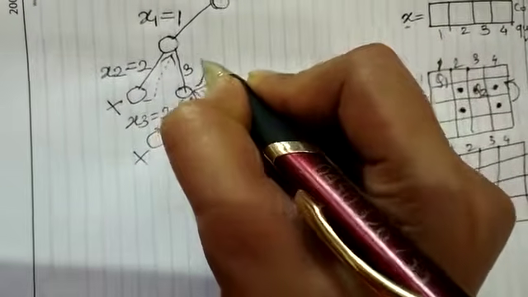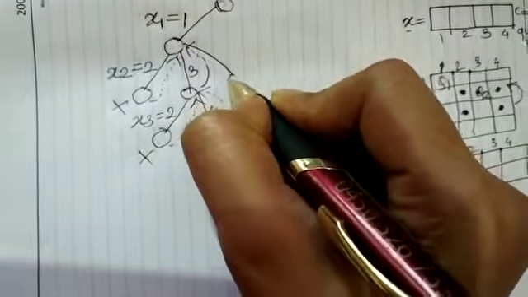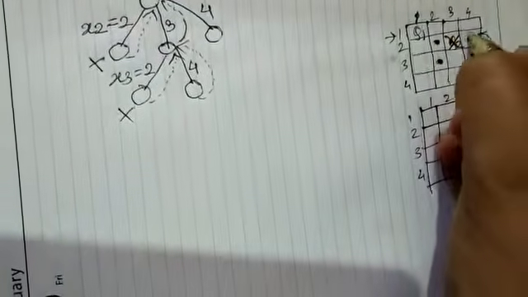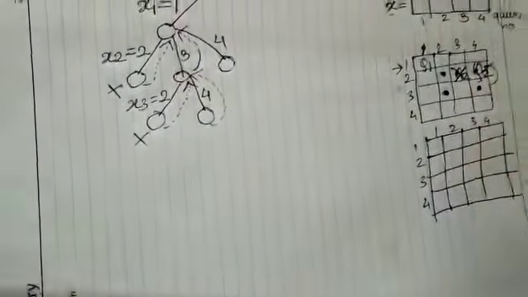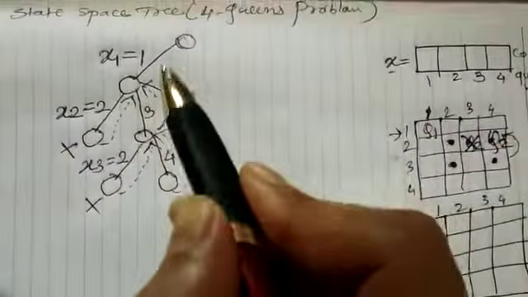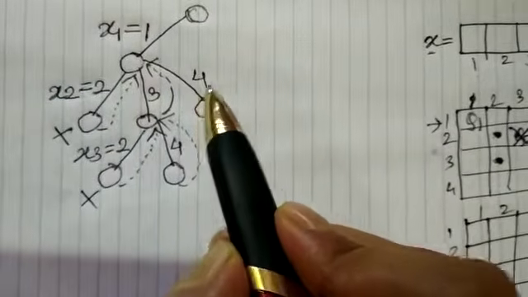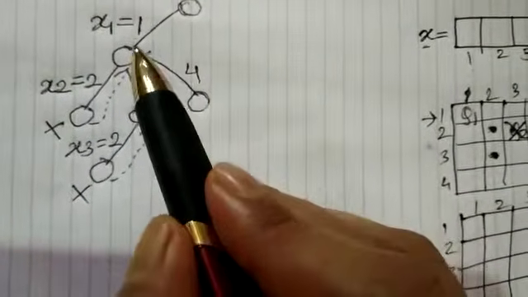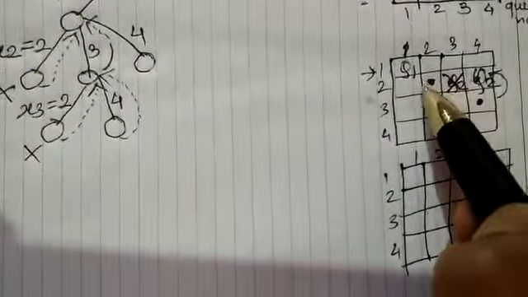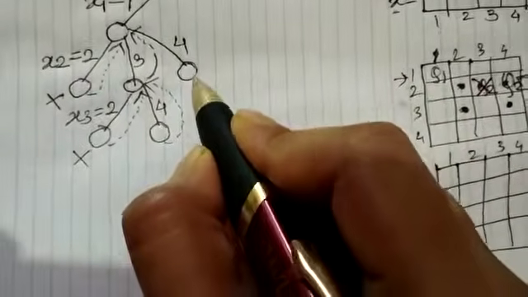So here 2 and 3 didn't work, so we are going for another node where queen 2 will be placed in column 4. So when queen 2 is placed in column 4, let us observe the tree. Queen 1 has been placed in column 1, second queen has been placed in column 4. So now we are left with the two choices, that is column 2 and column 3.